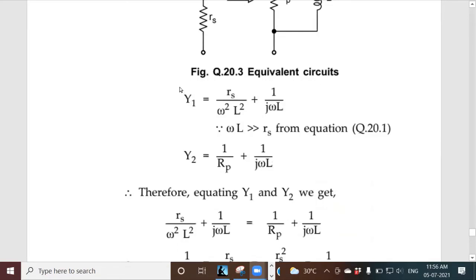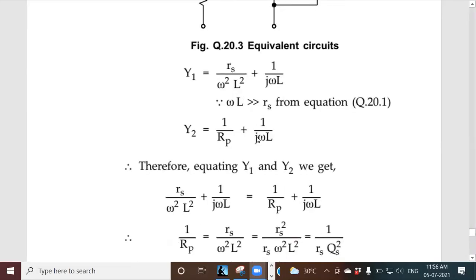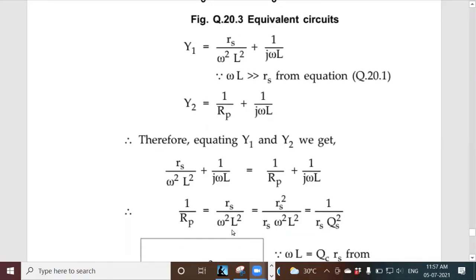So next, equating Y1 to Y2 and simplifying, what we observe is that the second term in Y1 and Y2 is the same, 1 by j omega L on the LHS and the RHS. So the second terms cancel out. 1 by Rp simply becomes Rs by (Rs square plus omega square L square). So this will be 1 by Rp.